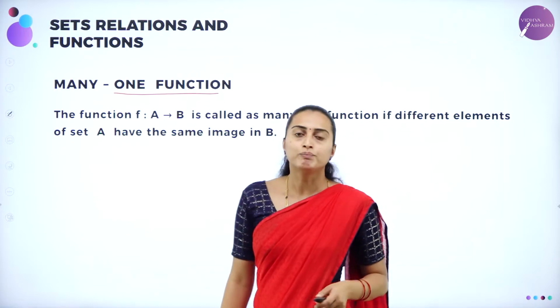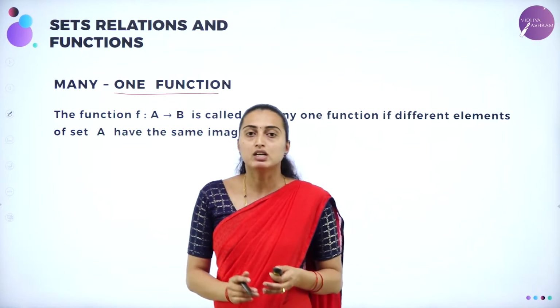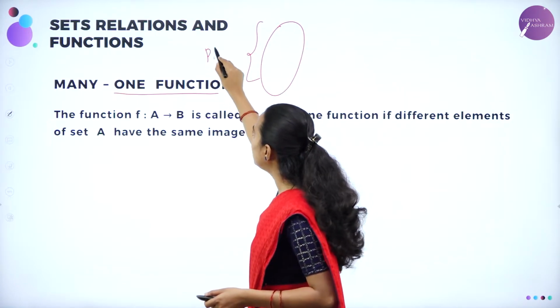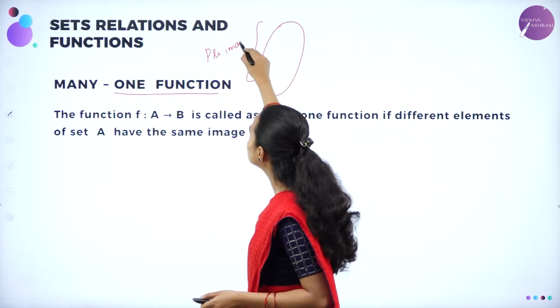Many to one function. What do you mean by many to one function? See, the left hand side elements are going to be known as the pre-images. Pre-images, correct?